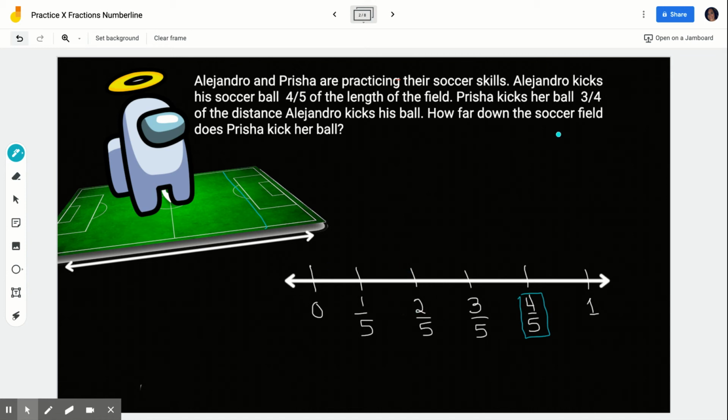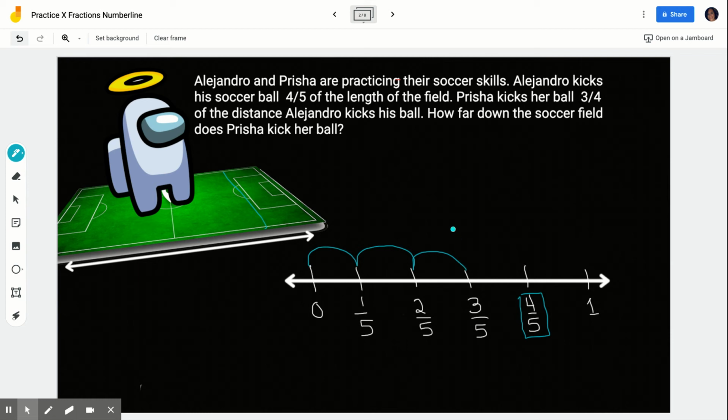Now, Prisha kicks her ball 3/4 of the distance that Alejandro kicked his. Now we're going to move to the top of this number line. Our number line is in fifths, so we can't count the same way, but we're going to count jumps of this tick mark starting at the very beginning of the field. So if Prisha starts here to kick, she's going to jump 1, 2, 3 out of 4 jumps. So 3 out of 4.